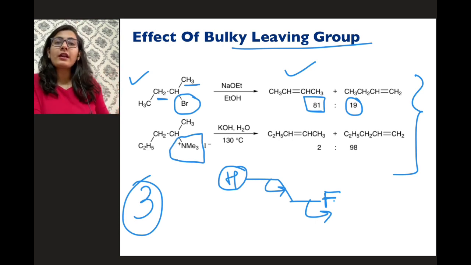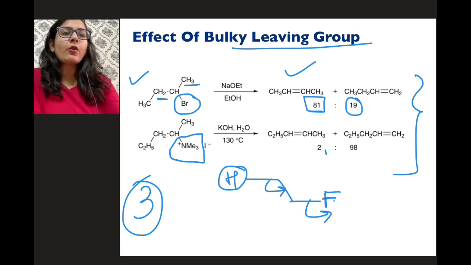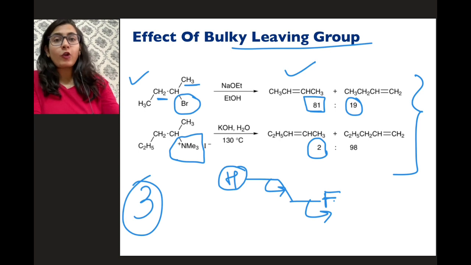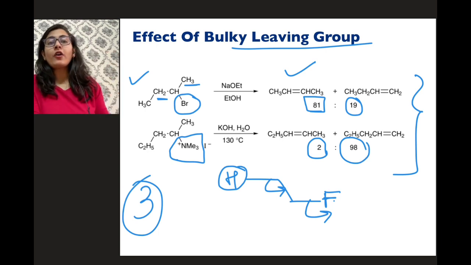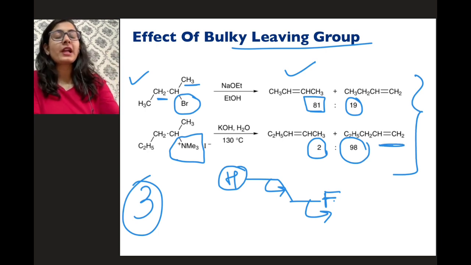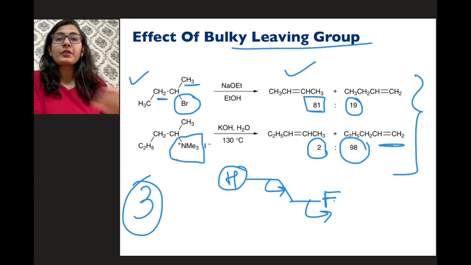It is a quaternary ammonium ion, and it wants to leave readily as soon as possible because nitrogen is having a positive charge. Okay, so whenever you see a quaternary ammonium ion, 100% you're going to get the Hoffman alkene. Look over here, only 2%, a very small ratio, is the Saytzeff product. Maximum 98% you are getting the Hoffman alkene, which is the less substituted alkene. So this is our factor number 3.